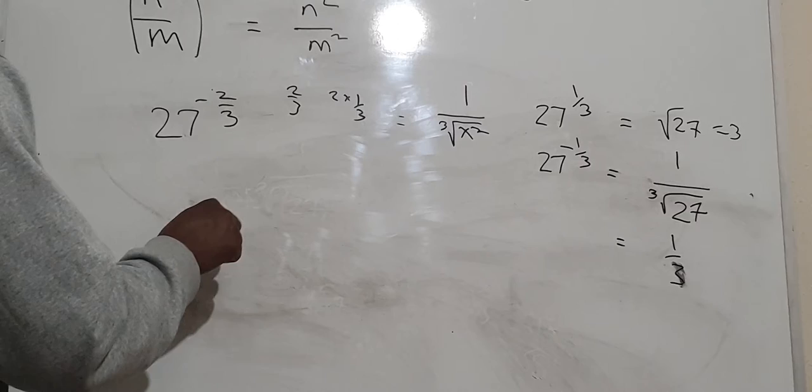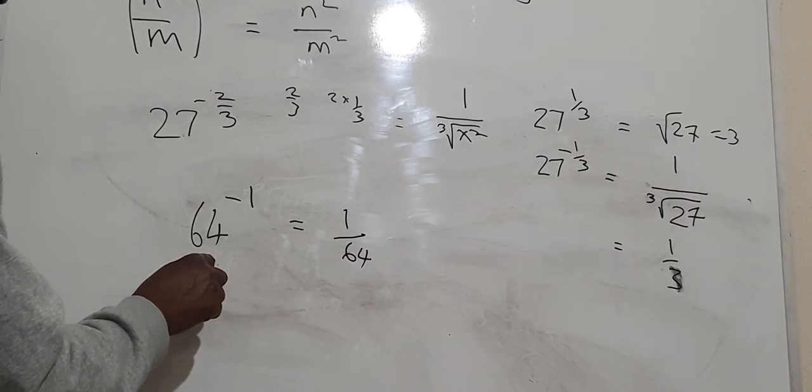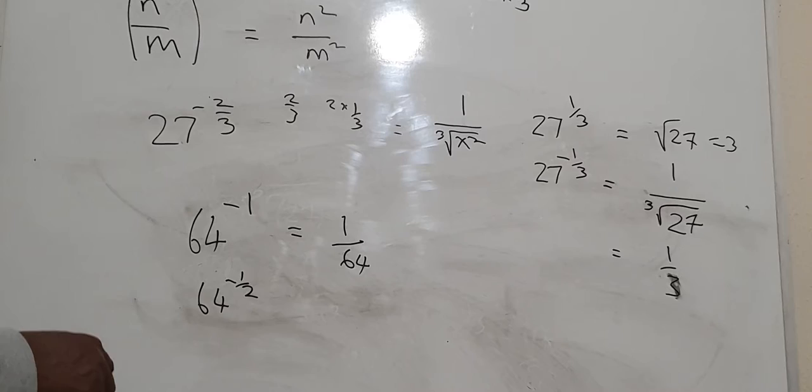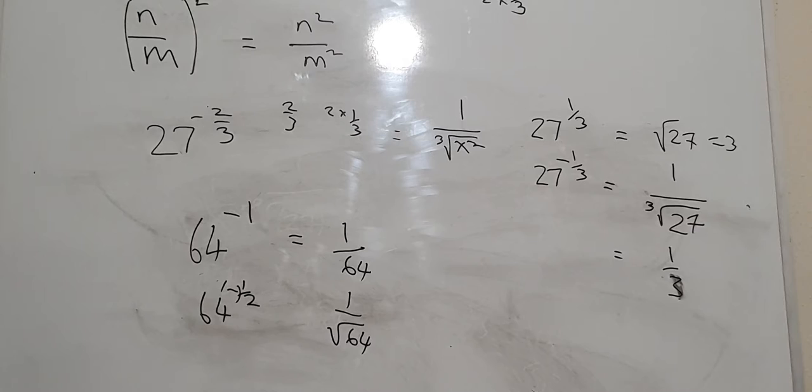64 to the power minus 1 will be how much? 1 over 64. But 64 to the power minus half, power minus half alone is what? Square root. Square root of 64. What about the minus? The minus will be 1 over. 1 over the square root of 64.